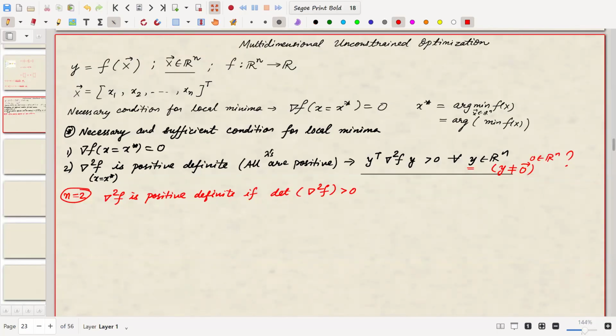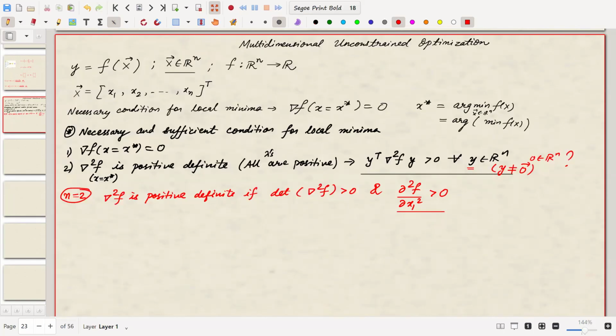And something more is there. Del 2f is positive definite if the determinant of del 2f is greater than 0, and also the partial derivative with respect to the first variable is greater than 0. Okay, this is the condition. If you want a necessary and sufficient condition for a local minima, you can understand now why it is greater than 0. Because we are searching for a local minima.